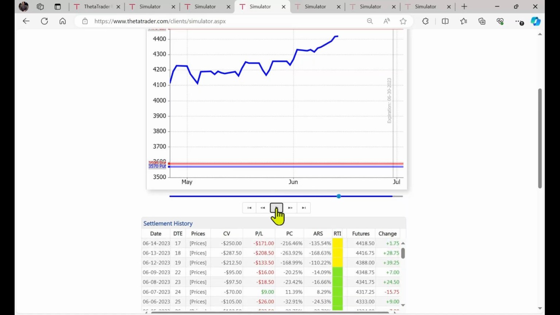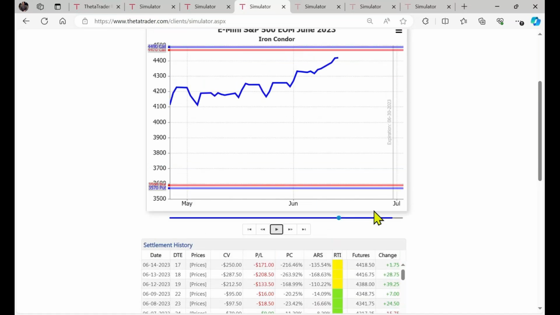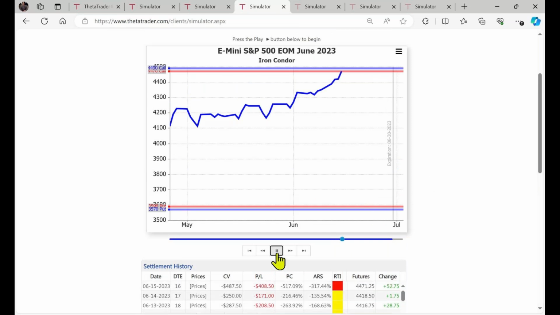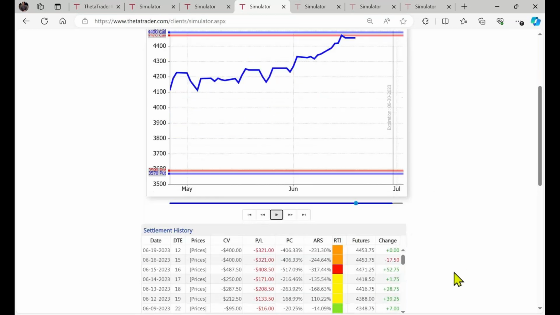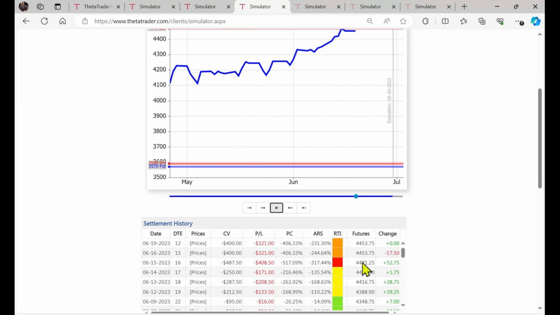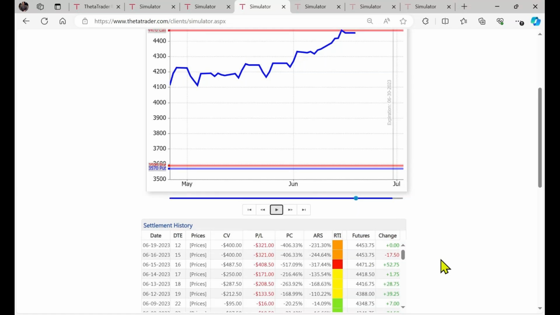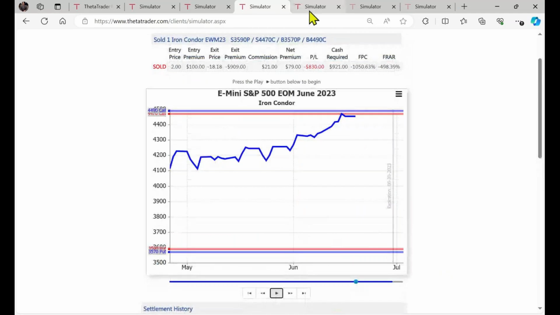So it's getting closer here to your upper boundary, and then it turns red. So you end up taking a loss on this trade. If it turns red, you can automate that as well. So an order is placed to close out that position. Too much risk, take your loss and move on. So that's your June end of month condor.